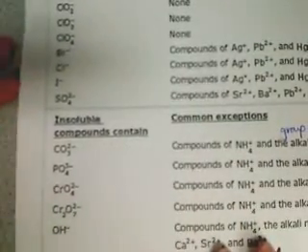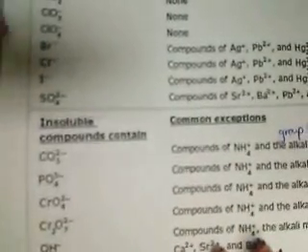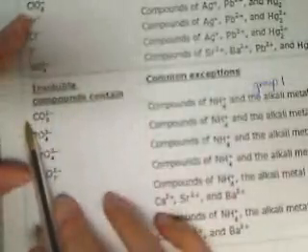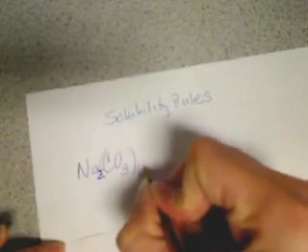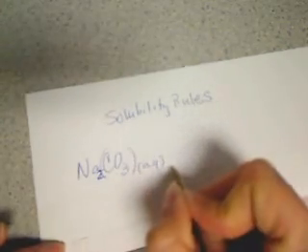So, let me give you an example here. If I have sodium, which is a group 1 metal, and it's with, in this case, carbonate, this is going to be a 2 over here. We're going to say that this is aqueous, which means it's soluble.